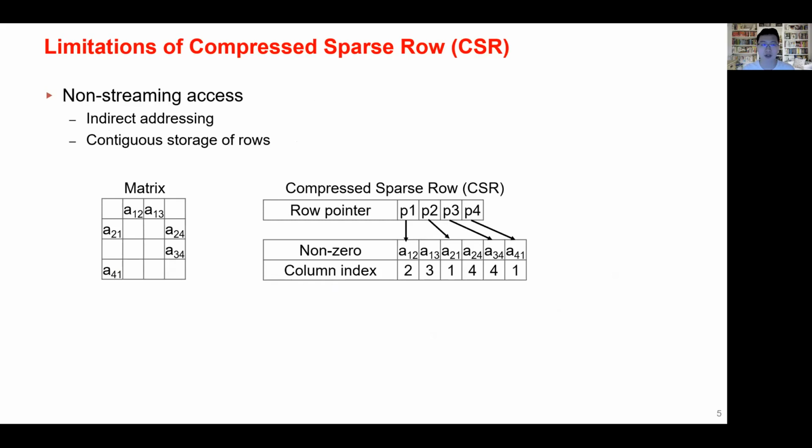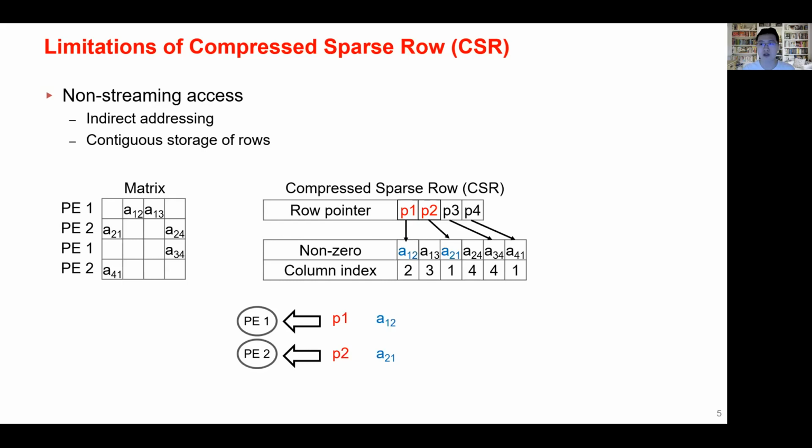In this example, we have a 4x4 matrix and its corresponding CSR representation in memory. Suppose we exploit the parallelism across the rows of the matrix and have 2 processing engines in the system to process the matrix in parallel. To begin with, the 2 PEs have to access the row pointer array to look up the start location of the first and the second row of the matrix. So they have to jump to that start location after accessing the row pointer. This memory location jump breaks the streaming access.